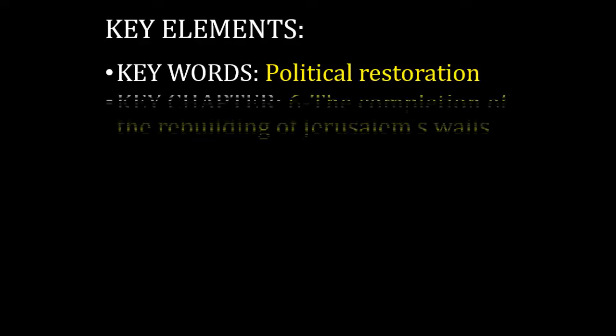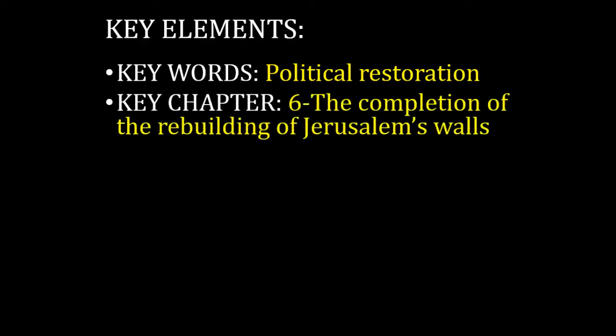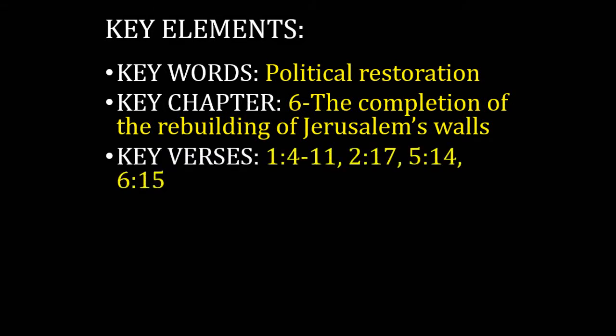But it's just interesting. We read Nehemiah and the way that he surveys everything. He goes and looks at the job that has to be done, surveys the entirety of it, and then he starts to plot his course as far as how they're going to conquer it and do the task at hand. There's a lot of great lessons we can draw from there. Key words: political restoration. Key chapter: chapter 6, the completion and rebuilding of Jerusalem's walls. Key verses: chapter 1, verses 4 through 11, chapter 2, verse 17, chapter 5, verse 14, and chapter 6, verse 15.